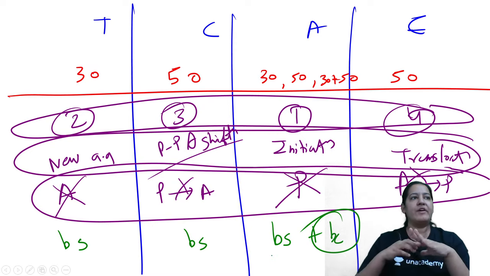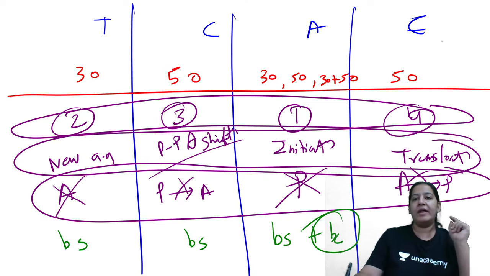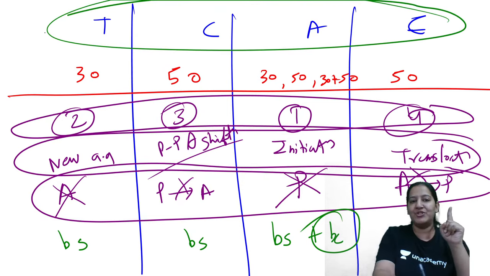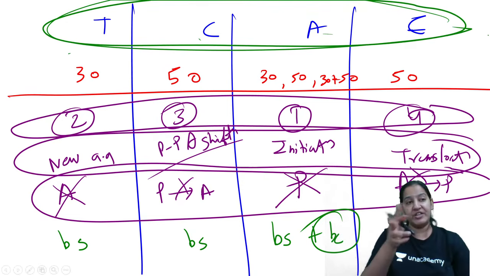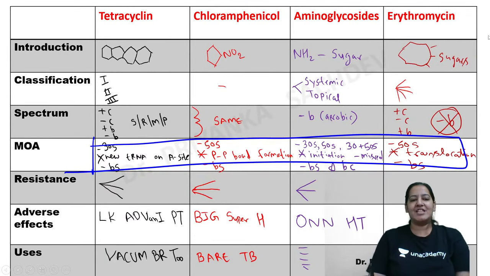Absolutely right, Praveen Kumar. Very good. So shall I proceed ahead? You have written the same sequence I have written here: A, P2A, P, A2P. But Praveen, only in that case, you don't change the sequence. Anyone, don't change the sequence TCAE. If you change this, everything will go wrong. So don't change the first sequence. We are done with mechanism of action.